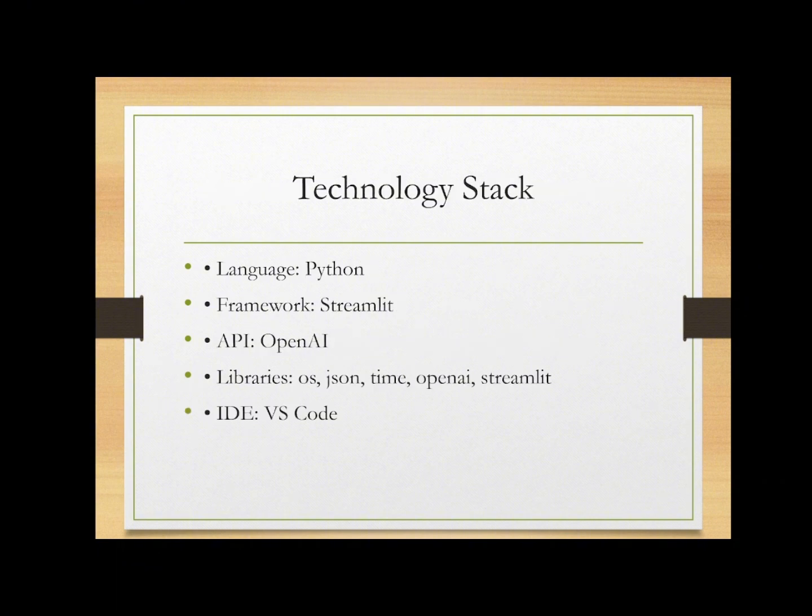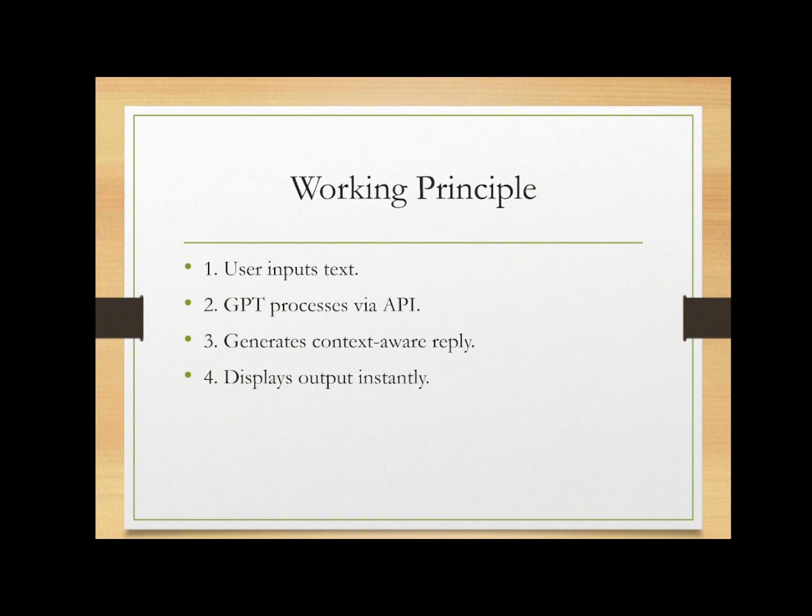And the technologies used in this project are as follows. We used Python as the main programming language. For frameworks, we use Streamlit for building the interactive user interface, OpenAI API to connect to the GPT language model, and supporting libraries such as OS, JSON, Time, and Streamlit. We used Visual Studio Code as the development environment.